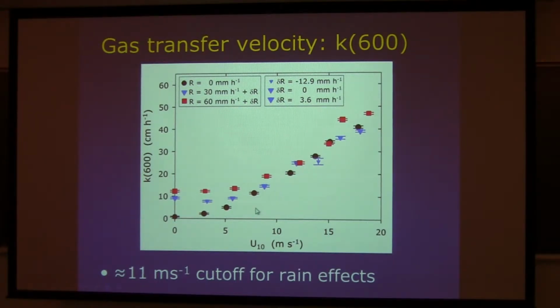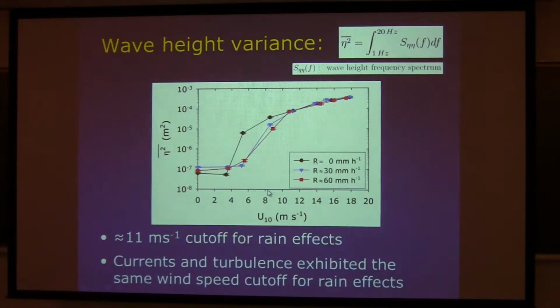So the limit for rain effects seems to occur at a wind speed of about 11 meters per second. So at low wind speeds, we see gas exchange affected by rain. At high wind speeds, there is no effect by rain. And as I said, we measured several dynamic parameters, but for the sake of time, I'm only going to show the wave height variance effect, where wave height variance is the integrated wave height frequency spectrum over a given range. Shown here is the 1 to 20 hertz range.